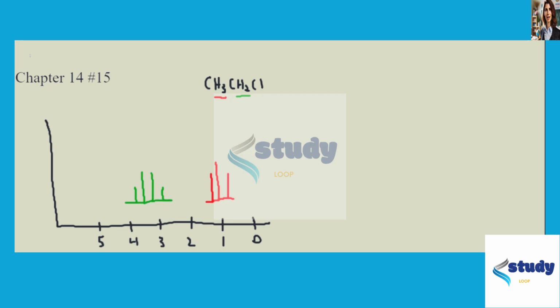And then we can consider the integrations. So I'm just going to write the integration values above these in blue. And the integration values, remember, just represent how many protons each signal is representing. And so the methyl group obviously is going to integrate to 3, and the methylene group will integrate to 2. Okay, and so that's the answer here.